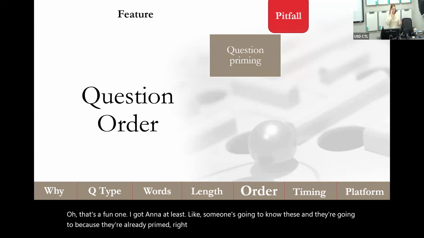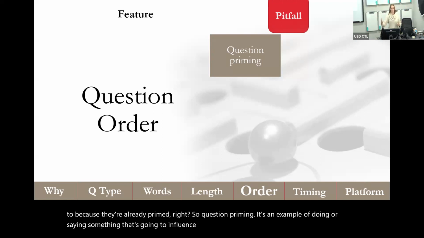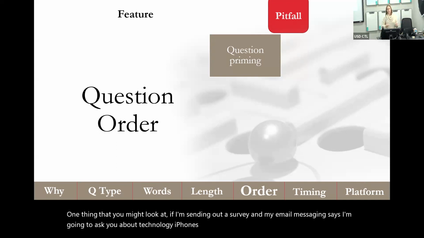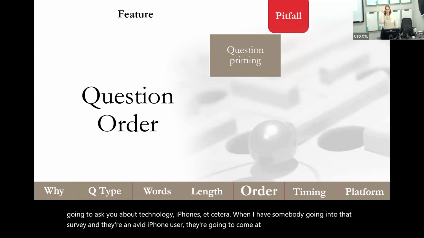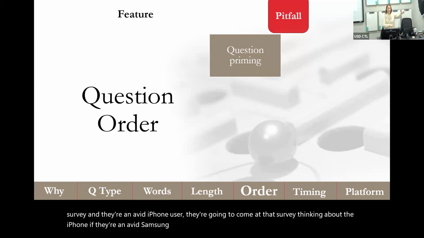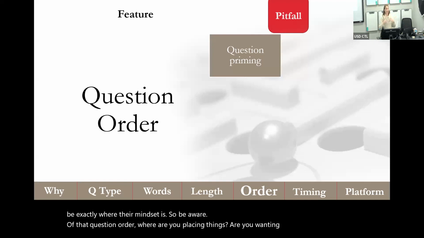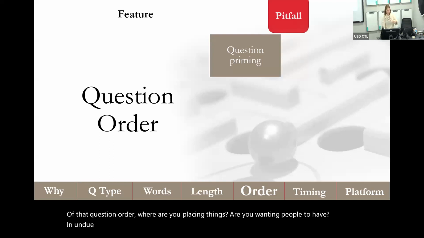Yeah. So question priming, it's an example of doing or saying something that's gonna influence directly how somebody reacts to a question. So one thing that you might look at, if I'm sending out a survey and my email messaging says, I'm gonna ask you about technology, iPhones, etc. When I have somebody going into that survey and they're an avid iPhone user, they're going to come at that survey thinking about the iPhone. If they're an avid Samsung user, they're going to go, I hate iPhones. And that's going to be exactly where their mindset is. So be aware of that question order. Where are you placing things? Are you wanting people to have an undue influence in how they're responding?